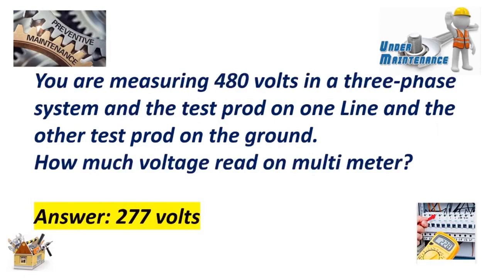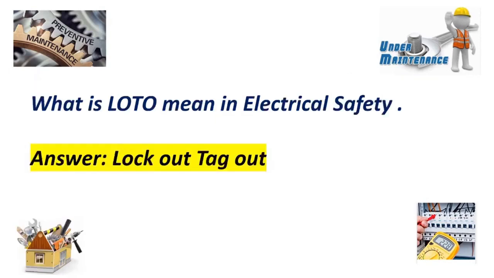You are measuring 480 volts in a three-phase system and you put the test prod on one line and the other test prod on the ground. How much voltage reads on the multimeter? Answer: 277 volts. What does LOTO mean in electrical safety? Answer: lockout tagout.